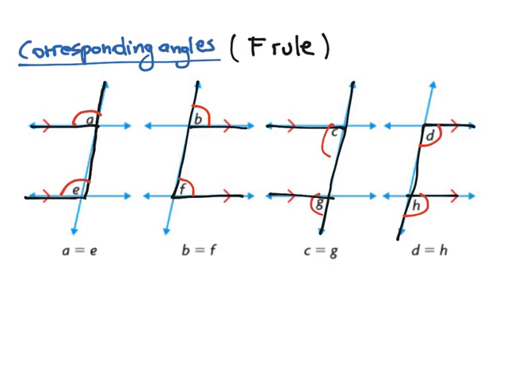Now sometimes this F is upside down, sometimes it's reversed or inverted, but all of these angles are positioned so that they are corresponding. And the F rule shows that they're pretty much the same pattern in this F shape. And since they form this F pattern, they're called corresponding angles. Therefore, these angles are equal in parallel lines.